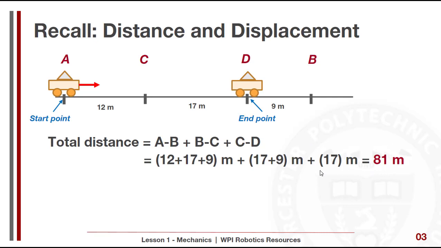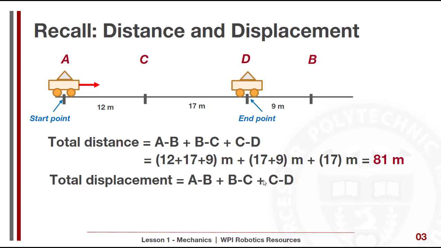Now for displacement, we know that the robot is displaced along the same path, that is from A to B, B to C, and C to D. But the difference here is that we consider the direction of the displacement. If we take left to right, which is the direction of this arrow, as the positive direction of motion, because the robot is moving in this direction, then from A to B, the robot is moving by this magnitude, 12 plus 17 plus 9, in the positive direction.